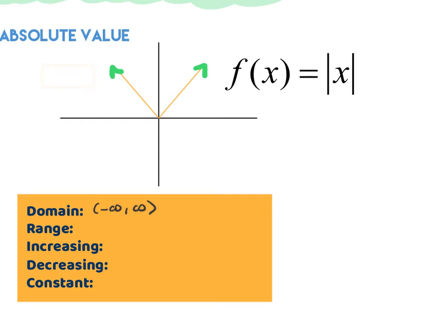What would be the range? Zero to infinity. Is there an open dot here? No. So even though it doesn't have a solid dot drawn, if 0, 0 is part of the graph, and there's not an open dot there, it means it's a solid dot and that gets a bracket.